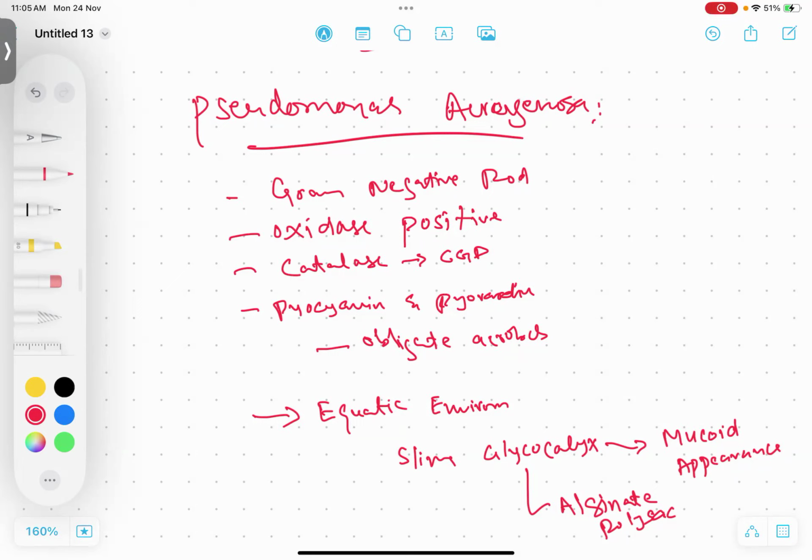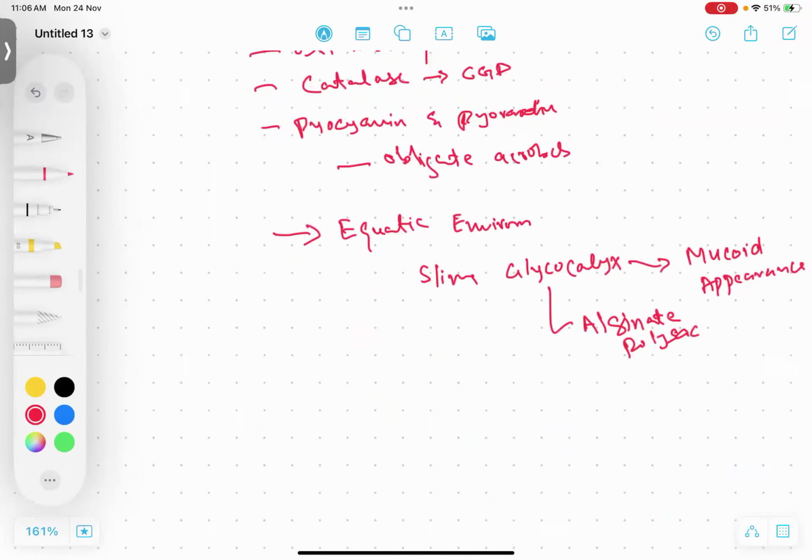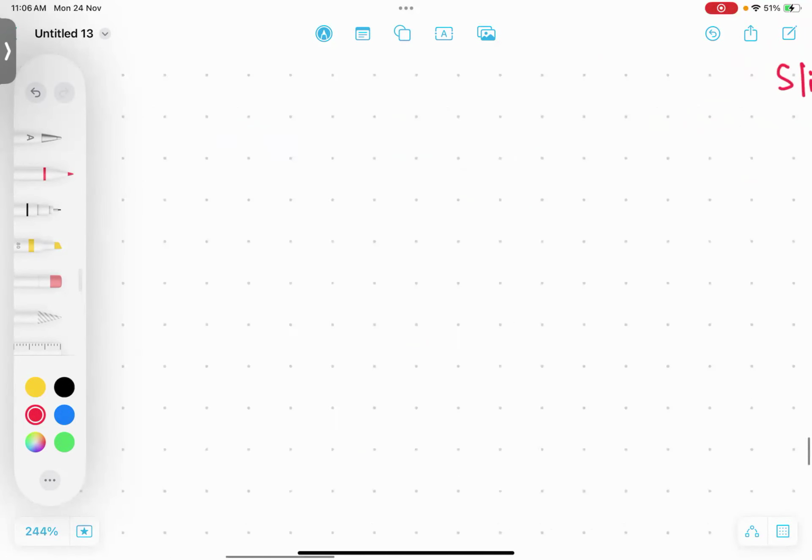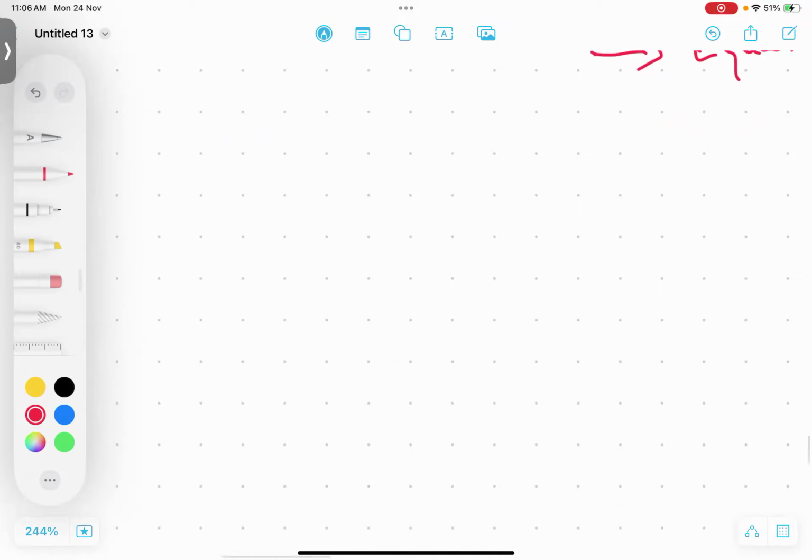Now let's discuss a number of conditions caused by Pseudomonas. Pseudomonas is usually more pronounced in individuals who have cystic fibrosis, right?